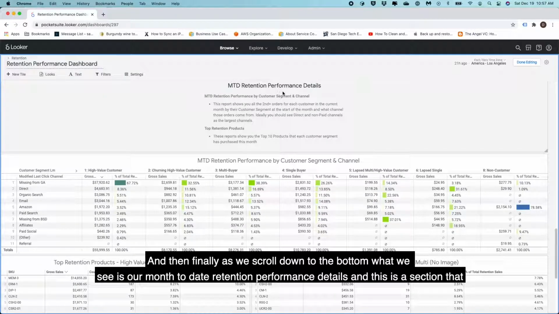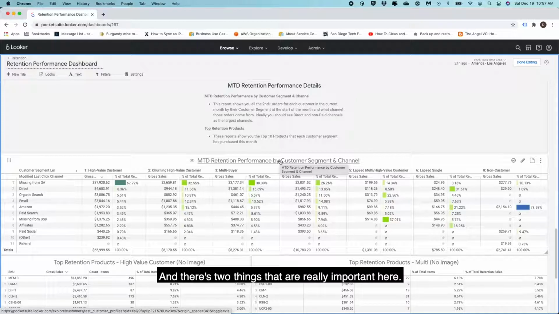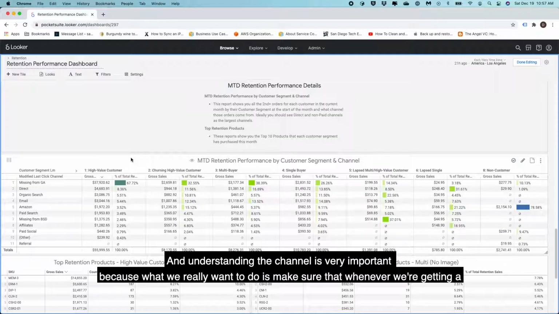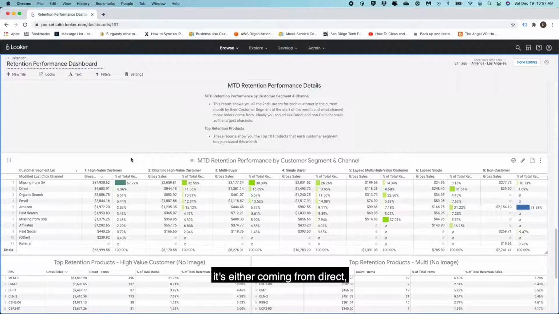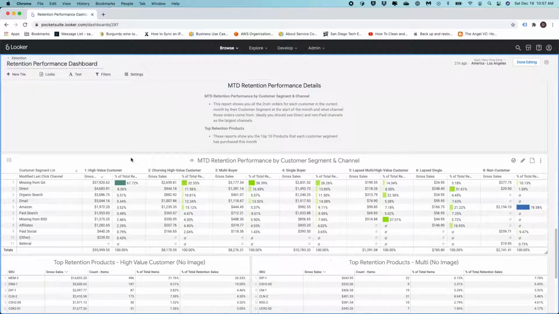And then finally, as we scroll down to the bottom, what we see is our month-to-date retention performance details. And this is a section that allows us to see by channel and segment, where are all those customers purchasing? What are the channels that they're coming through? And there's two things that are really important here. First is there a variation across, say, high value customers to single buyers in terms of the channels that they're coming through? And understanding the channel is very important, because what we really want to do is make sure that whenever we're getting a retention order, it's either coming from direct or it's coming through a low cost retention strategy like email or potentially SMS.